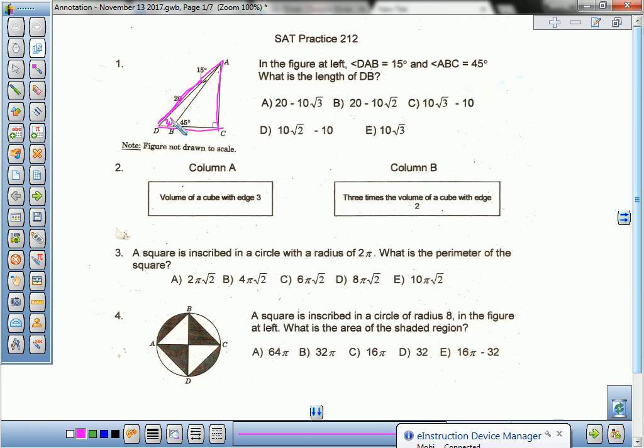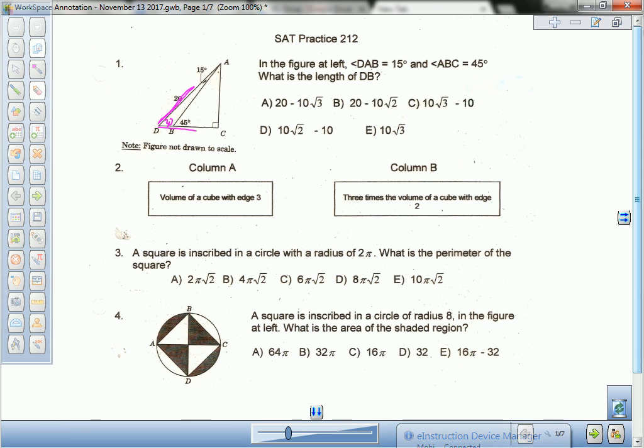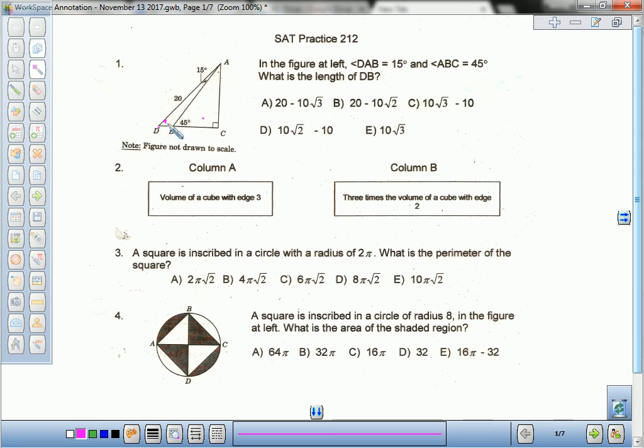This is our 30-degree angle because 15 plus 45 is 60. So the big angle up at the top is our 60. This little angle down here is our 30. So if this side is 20, then this side is 10 because the hypotenuse is twice as long as the short leg on a 30, 60, 90 right triangle.